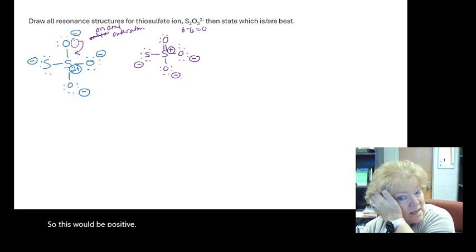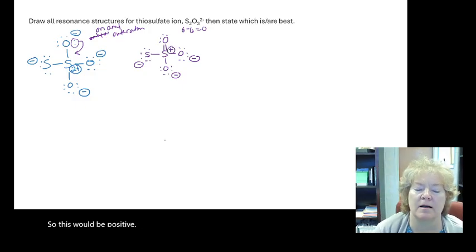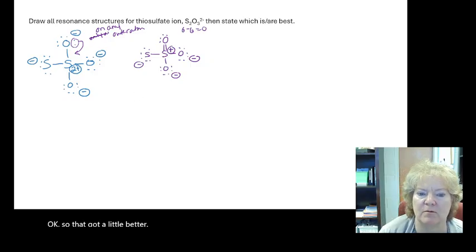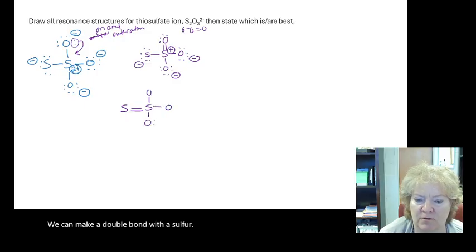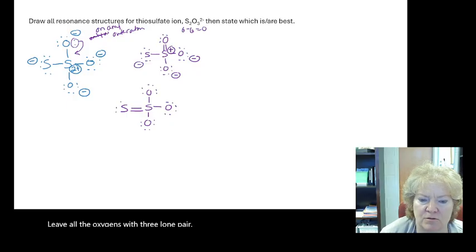Okay, so that got a little better. But I also could have done it by either making the double bond with this oxygen or with this sulfur. So I will show you all of those. I can make a double bond with the sulfur, leave all the oxygens with 3 lone pair. And here I had 2 pair because I used 1 to make the double bond. And when I'm done, you can check it.